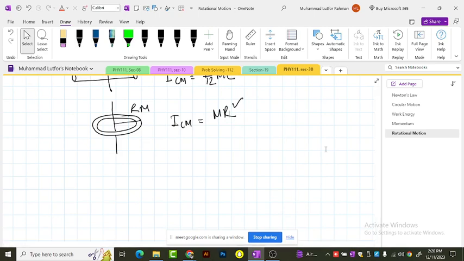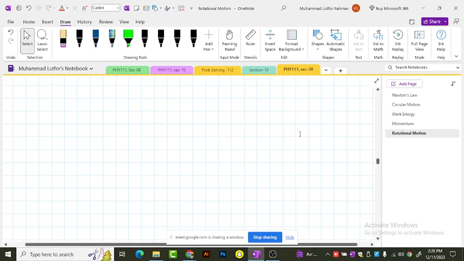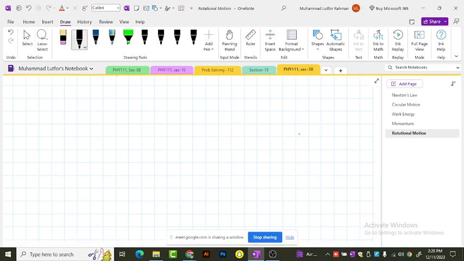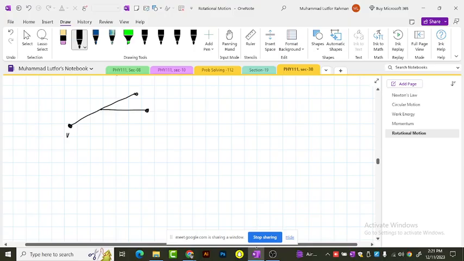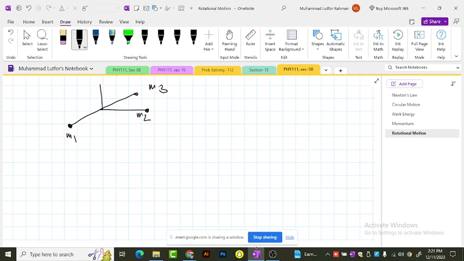All right, let's say I have a system which has 3 point masses connected by 3 different massless rods. Now let's define this as the mass m1, this as the mass m2, and this as the mass m3. What I'm going to do is rotate this system about this axis at an angular velocity omega. Then I want to know how much energy it requires to rotate that system.